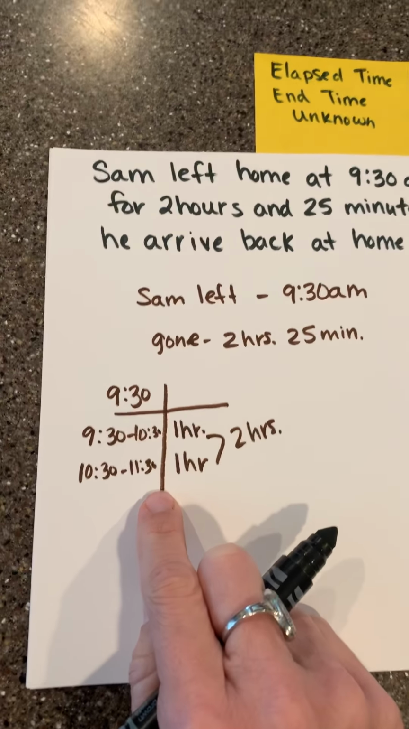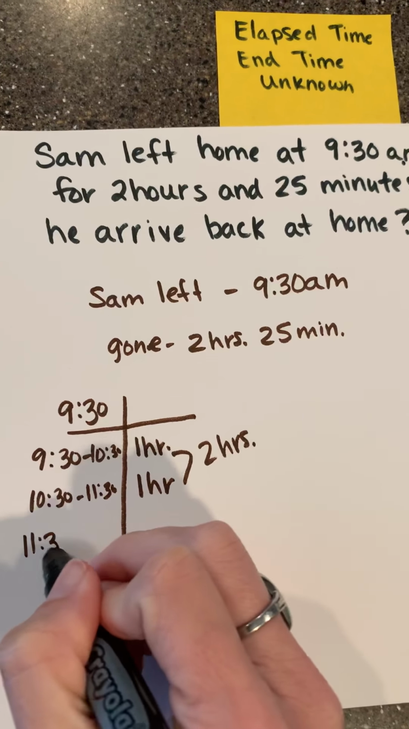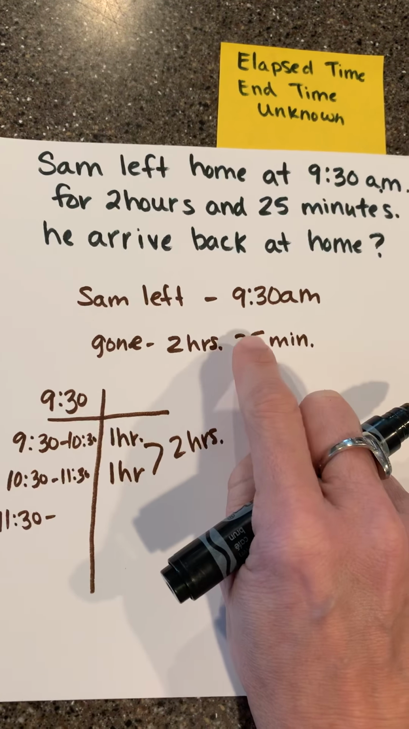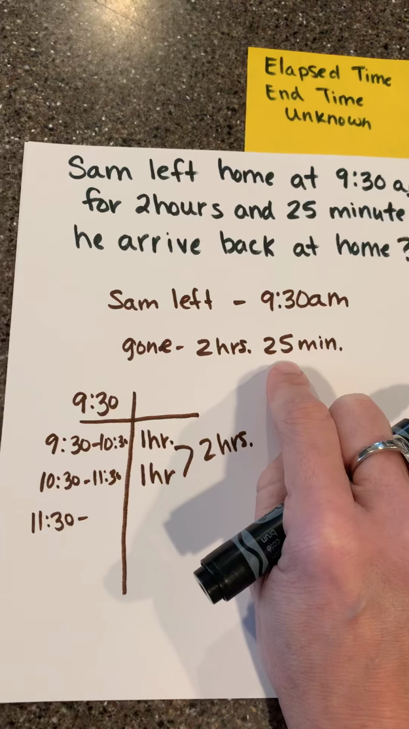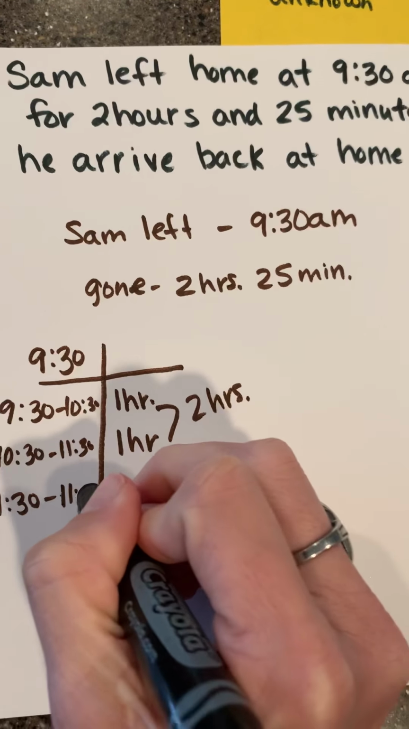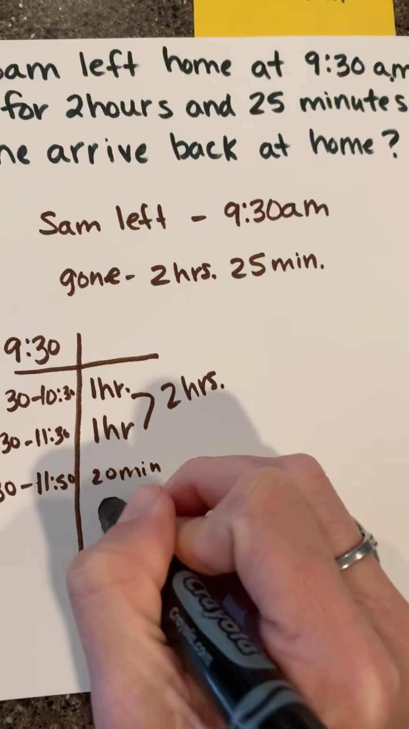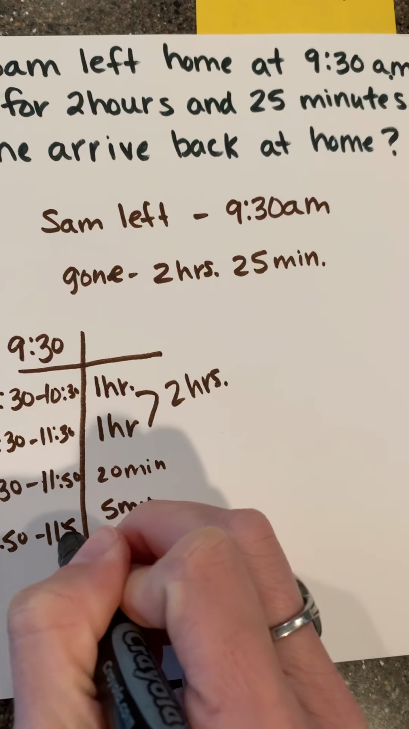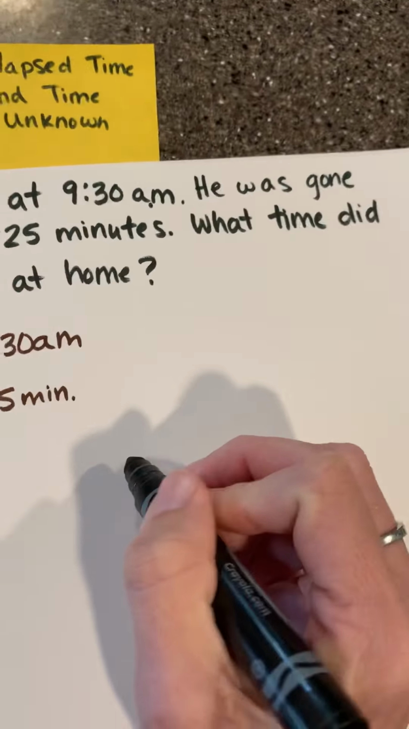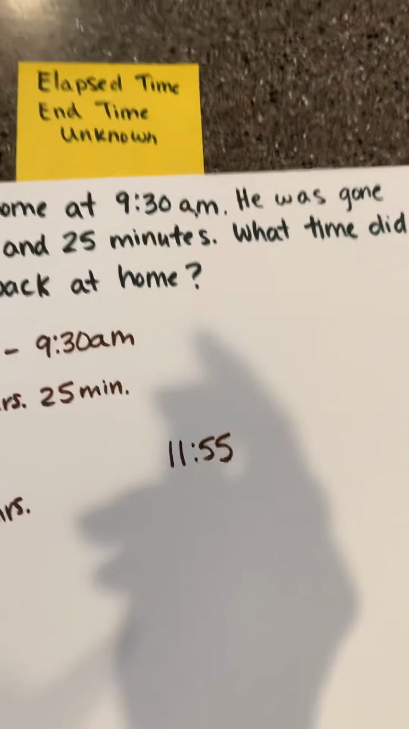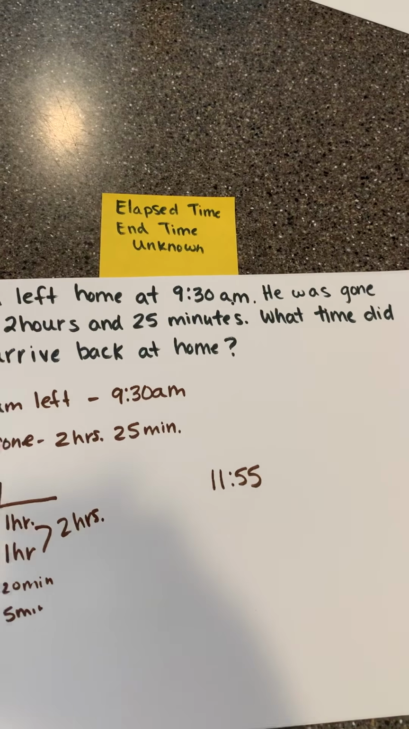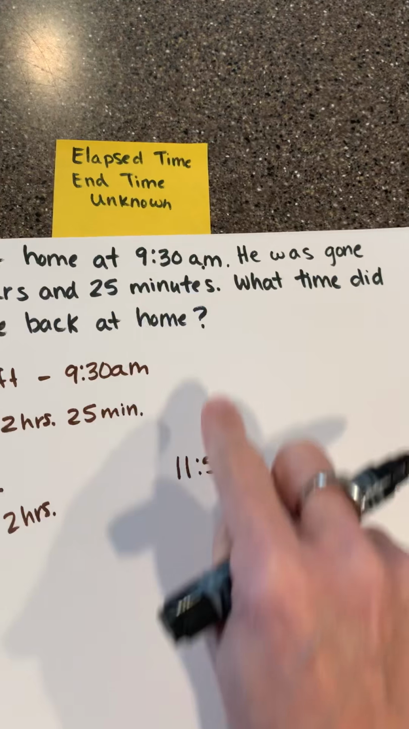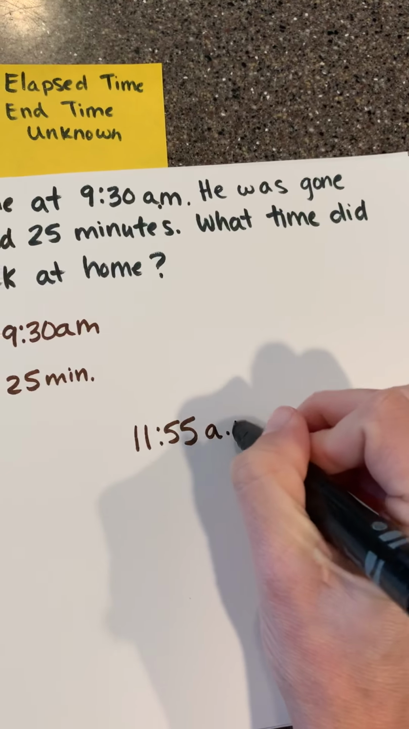I can do this different ways. I can see that it's 11:30, and I can add on just my 20 minutes and then add on my 5, or I can add on the entire 25 minutes. I'm going to choose to just add on my 20 minutes, which will take me to 11:50. So that was 20 minutes. And then I'm going to add on my 5 minutes, so from 11:50 to 11:55. So I know that Sam got home at 11:55. Now, would that be AM or PM? Remember, unless I'm passing over 12, it would not change from AM or PM. So I just went up 2 hours. I didn't pass over 12 o'clock, so we are still in the AM.